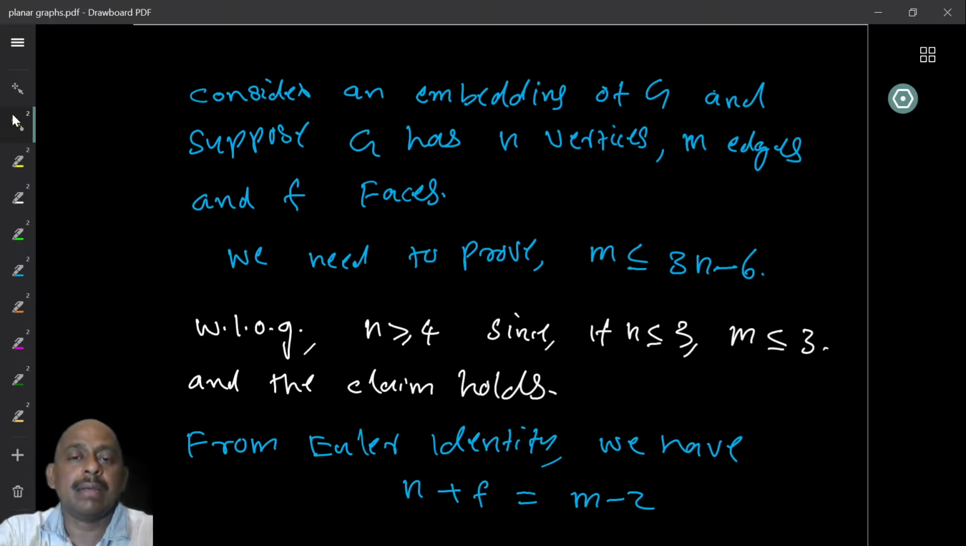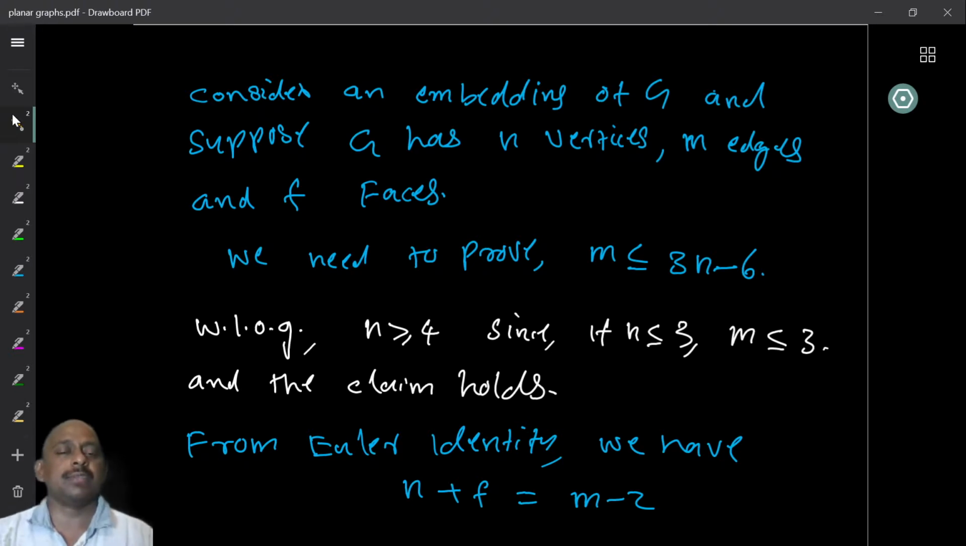First of all, we observe that if the number of vertices is actually equal to 3, then the number of edges possible is also at most 3, because even the complete graph on 3 vertices can have only 3 edges. And for n equal to 3, the identity is clearly true, because 3 into 3, 9 minus 6 is actually equal to 3. So therefore, m is at most 3n minus 6.